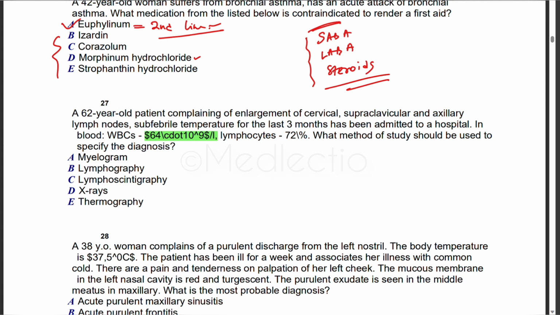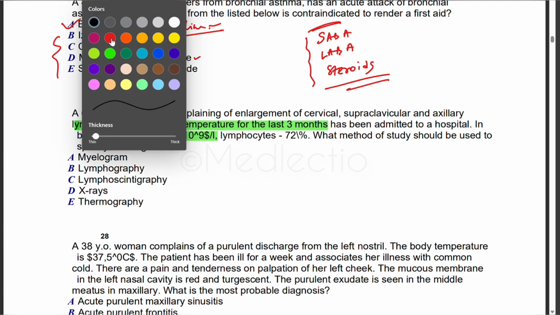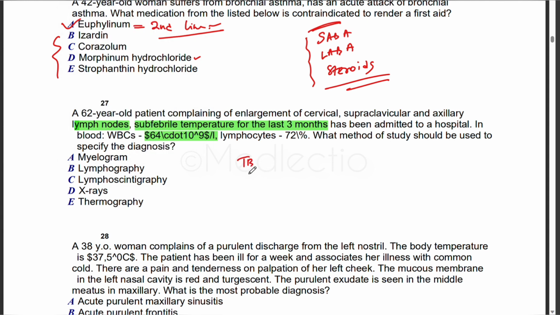So what can we think about this enlargement of the lymph nodes? Okay, subfebrile temperature for the last 3 months. So we can think about two diseases here. First one is TB, and second one is leukemia.